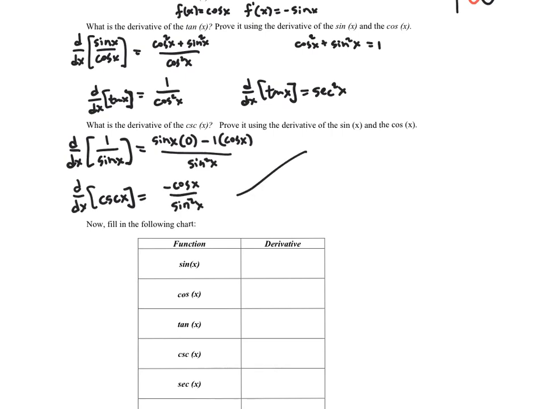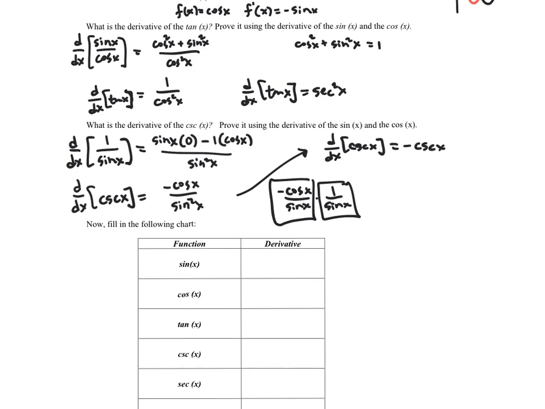Now I want to simplify that into, instead of a rational function, I want to write it as the product of two functions. So the derivative of cosecant x would be the same as negative cosine x over sine x times 1 over sine x. So this is cosecant, this is negative cotangent, so the derivative of cosecant is negative cosecant x cotangent x.